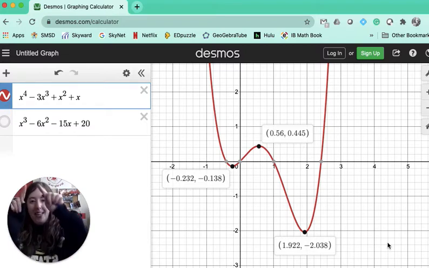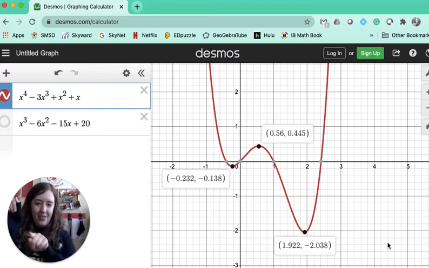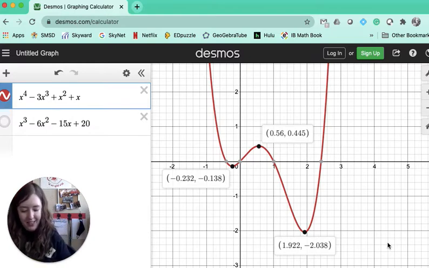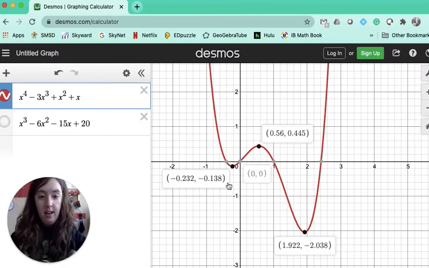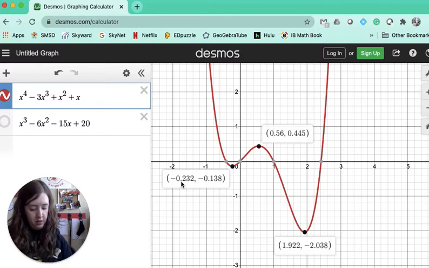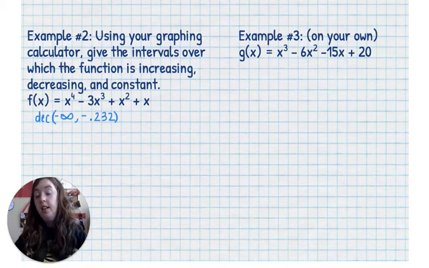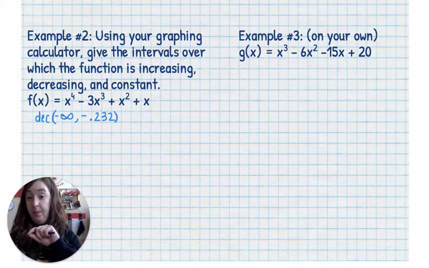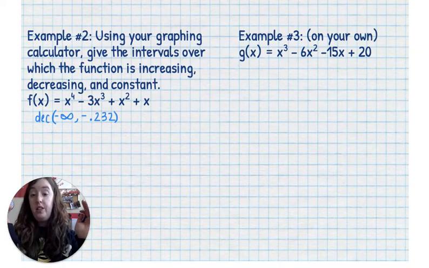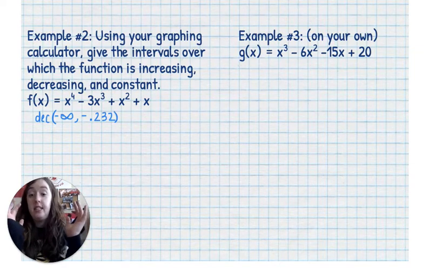Okay, so we can see we're coming down at first, right? So since we're going down, that means that I am decreasing from negative infinity until my x value right here. My x value right there is negative 0.232. So I'm decreasing from negative infinity until negative 0.232, my x value. Remember, it always has to be over x values.